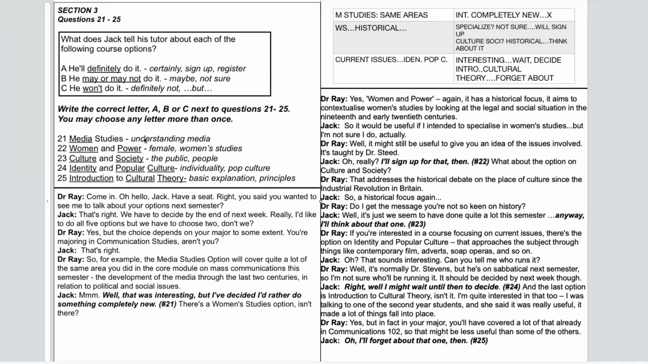Media studies and understanding media. I have the specific statement right here when Jack says, well, that was interesting. And so I had written INT, but this is an example of what we talked about here, but I've decided I'd rather do something completely new. Now, notice how he doesn't explicitly say, I won't do it, but he uses the connector but in order to say that he wants to do something completely new because he had done something similar in the past. So this shows that he will not do it, and so it would be C. He will not do it.